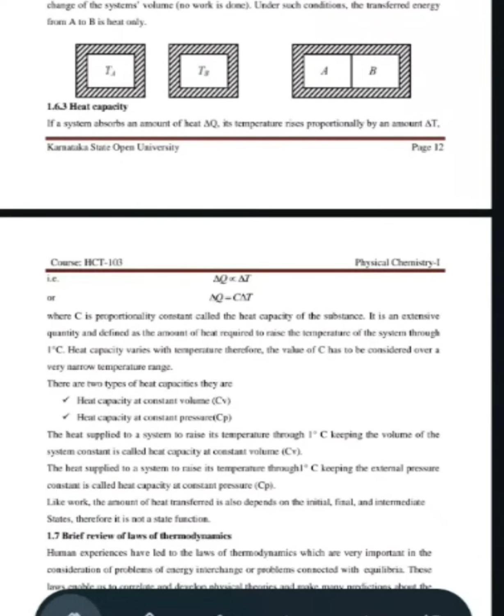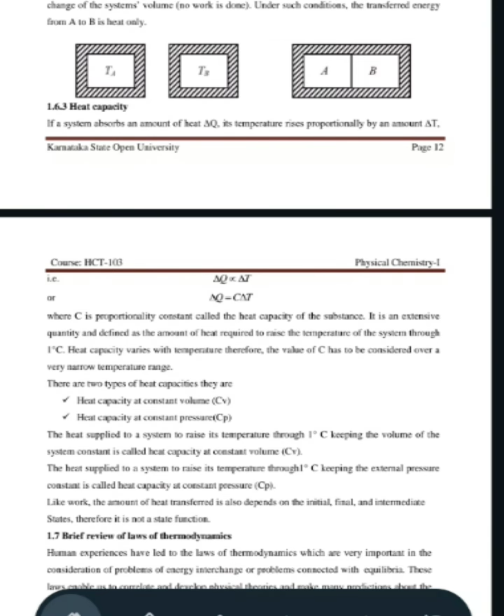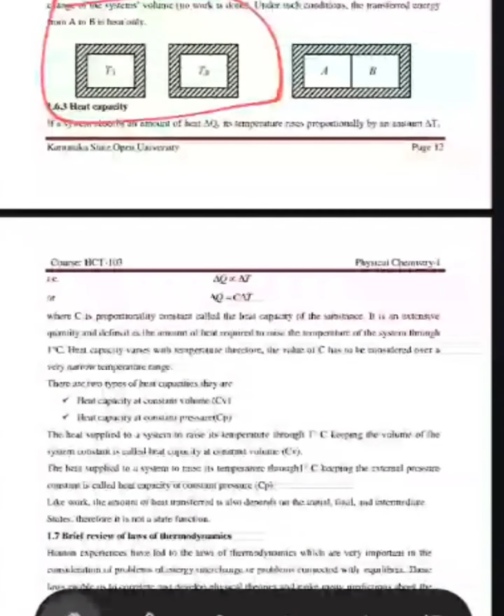So heat of the system, when there is no work taking place inside the system, the energy can be transferred in a system. So the transfer of energy from A to B is the heat. Here, the temperature of A with respect to the temperature of B. The transfer of energy from A to B, and only heat can be passed from A to B. That is the heat of thermodynamics.